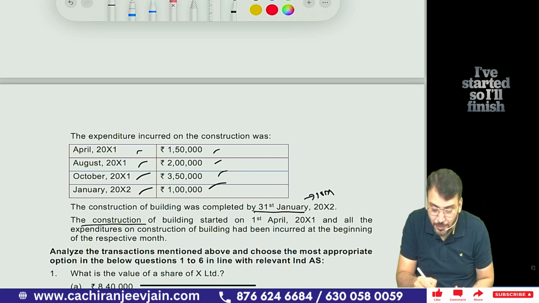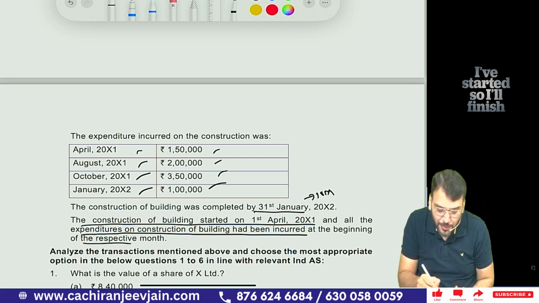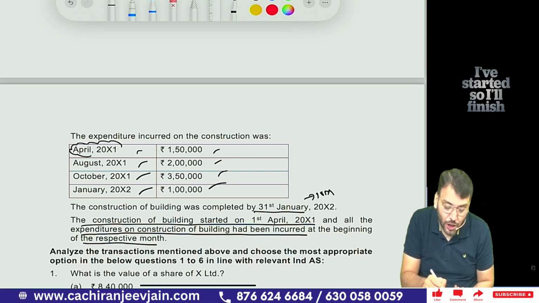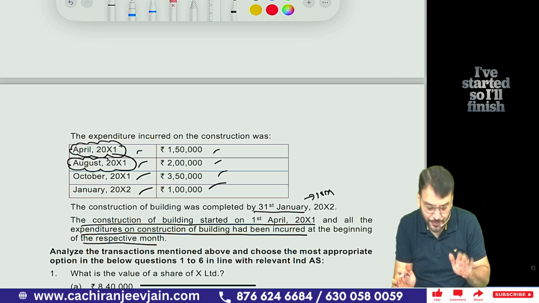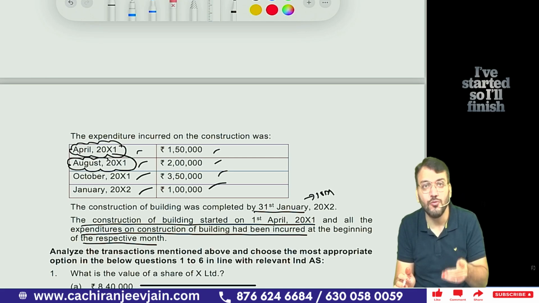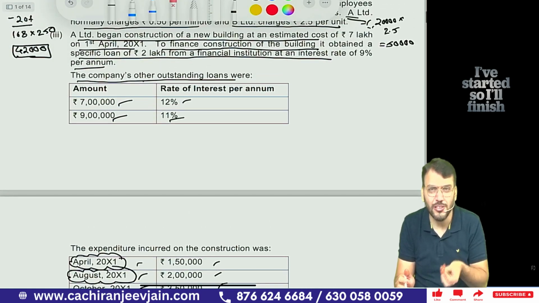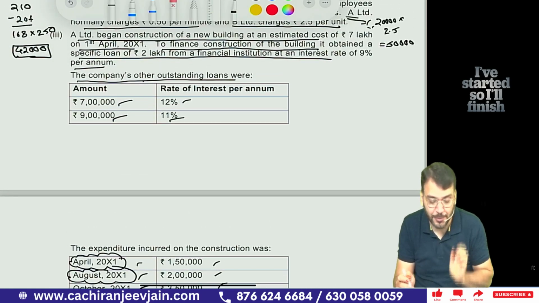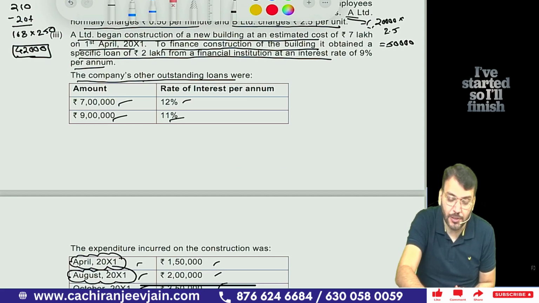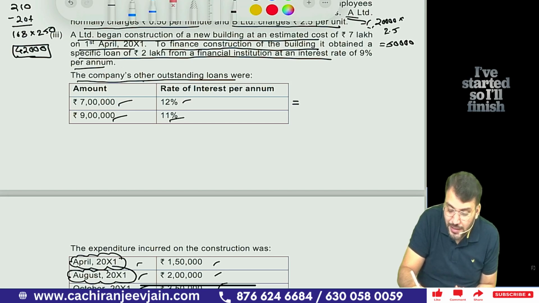The construction of the building started on 1st April 2001 and all the expenditure on construction had been incurred at the beginning of the respective month. Even if the date of expenditure is not given, we'll always assume it has been incurred at the beginning of each month. Got this point? So first we need to find out the capitalization rate for non-specific borrowing. But of course, they will ask you to find out the borrowing cost to be capitalized. So 7 lakh into 12%. It is outstanding for the entire 12 months.